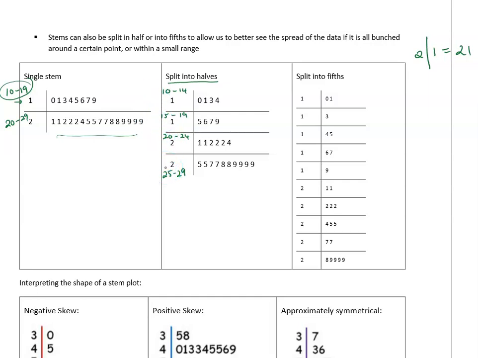Even then, we might have a particularly large data set that's over a very small range, and so we're not seeing sufficient spread of that data and we want to do something more. So we are able to split into fifths. And what that means, again, we're splitting the intervals, so we're actually counting in 2s.